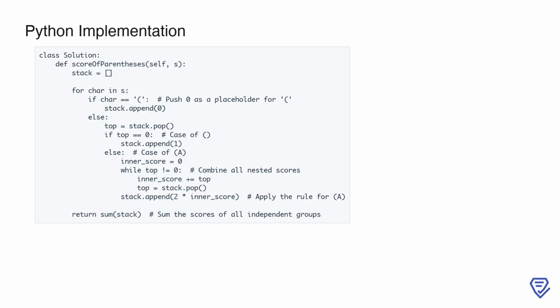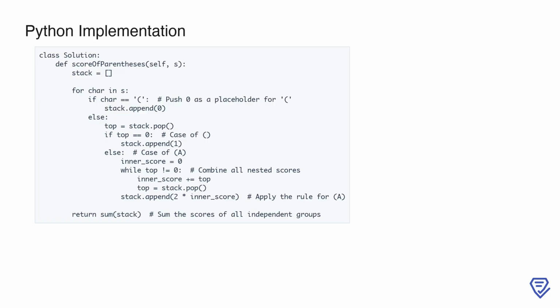If the character is a closing parenthesis, we pop the top of the stack. If the popped value is 0, indicating a simple pair, we push 1 onto the stack, which represents its score. If the popped value is not 0, it means we are closing a nested group, A. In this case, we calculate the total score of the nested group by summing all scores on the stack until reaching a 0, the corresponding opening parenthesis. Once the total score is calculated, it is doubled, as per the rule for A, and pushed back onto the stack. Finally, after processing all characters, the stack contains scores of all independent groups of parentheses.